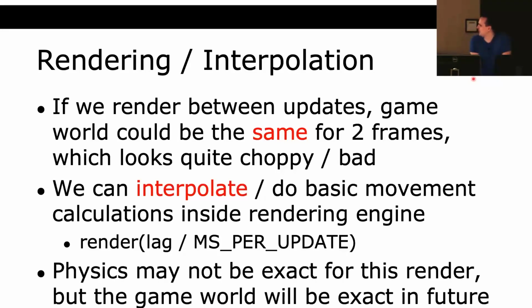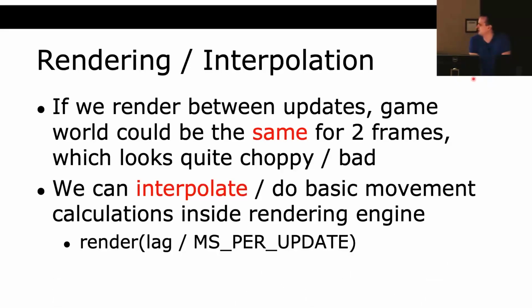So the physics may not be exact for that render, but the game world would be exact in the future. In the Quake example, with the half-second delay, what would happen is I would issue a jump command, and it would literally jump immediately on my machine, right? The other person may not see me jump until they get the network packet, but then it would try and synchronize somehow. It was a mess, and it led to bad gameplay.